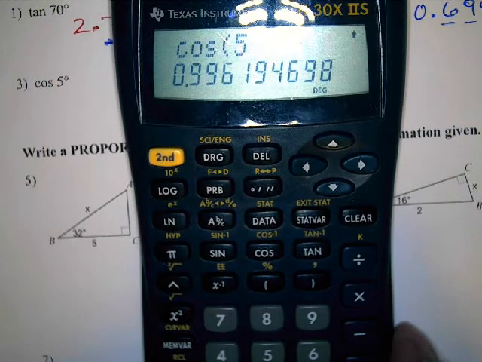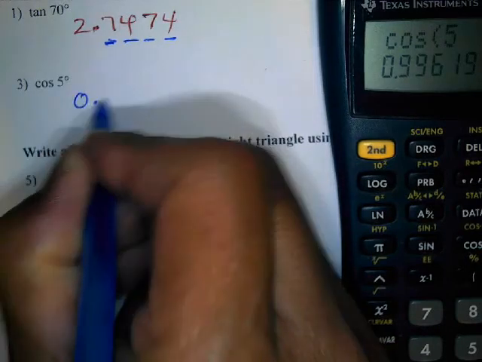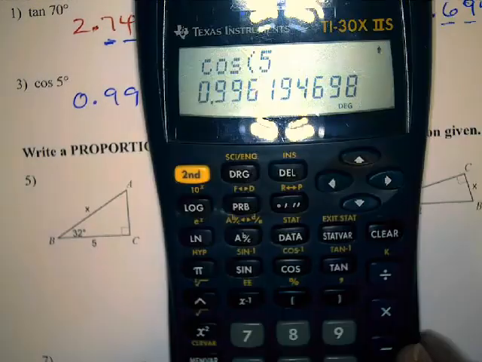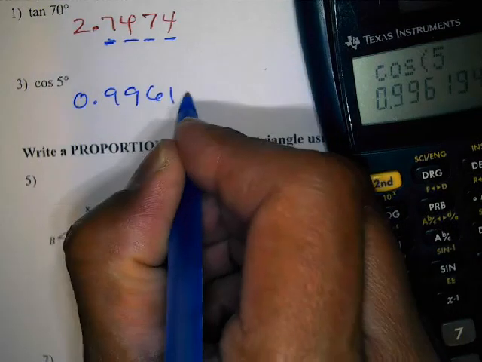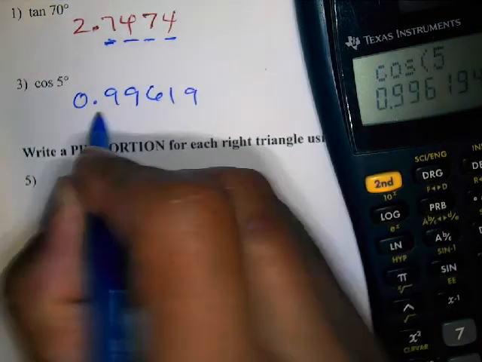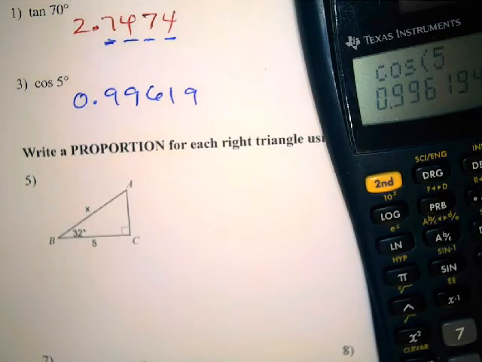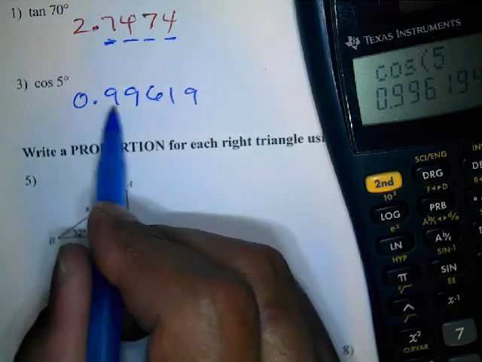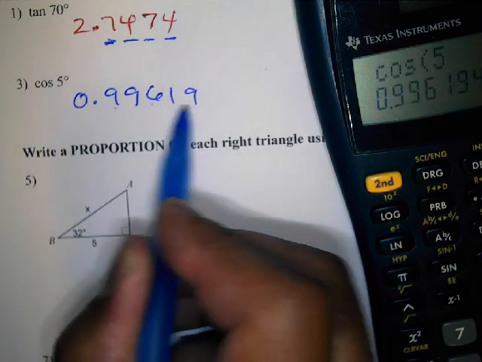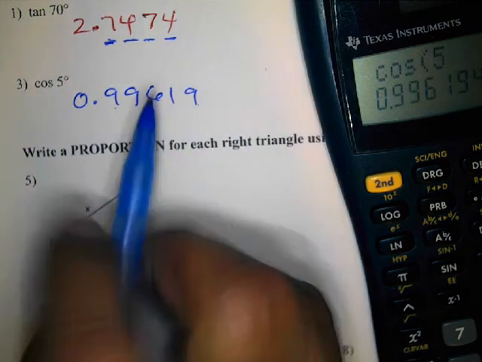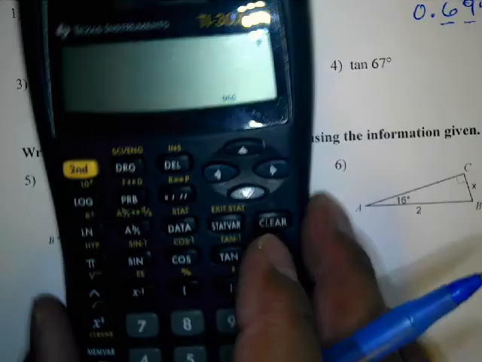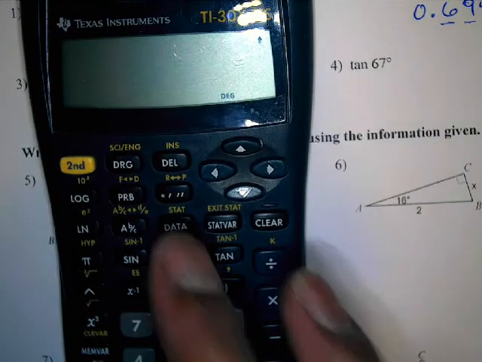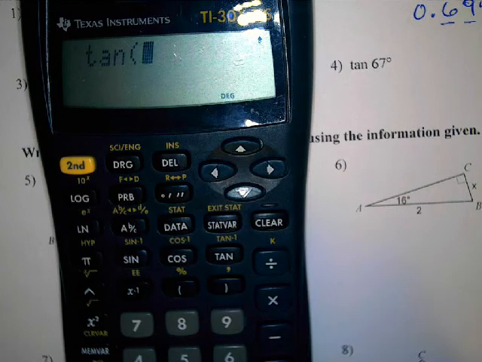This one, cosine of 5. Well, cosine of 5 is 0.99619. Four or 5 decimal places is fine, okay? They might say 0.9962 just because this 9 rounds this one off, but just leave it at 4 or 5.